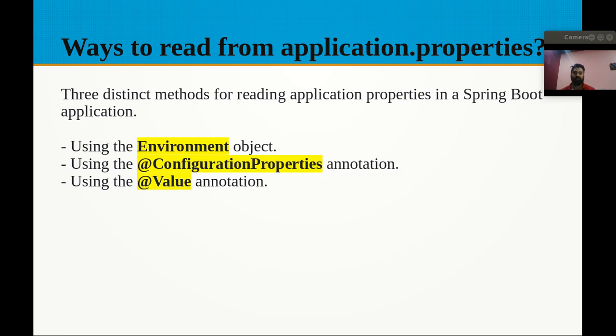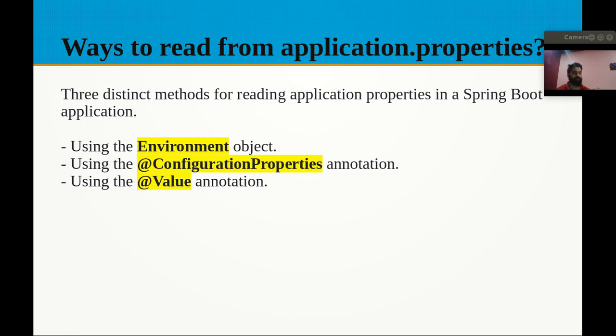The second way is by using the @ConfigurationProperties annotation. Here we define a simple old Java POJO class. All the properties of this class will be the same as the properties defined in the application.properties file, so that it will match. Then we create the getter and setter methods for this POJO class, and with the getter methods we access the properties. We are going to see how to implement this.